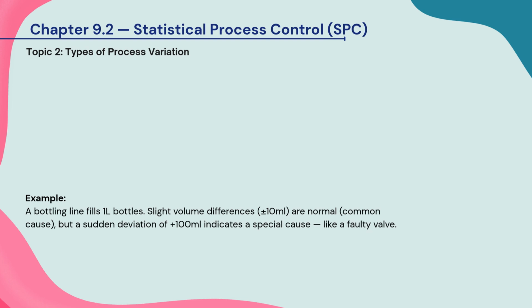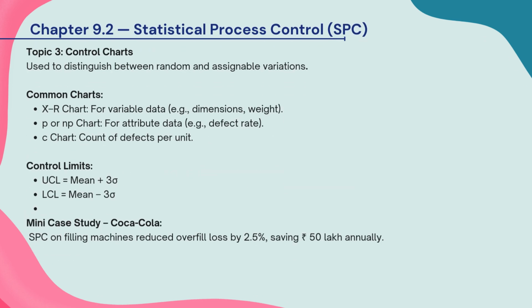This slide introduces control charts, which help us differentiate between normal variation and variation caused by specific issues. Common charts include X-bar R for variable data, P and NP for defect rates, and C charts for defect counts. Control limits are set at mean plus or minus 3 sigma to identify out-of-control points. The Coca-Cola case shows how SPC reduced overfill losses by 2.5%, saving nearly 50 lakh annually.